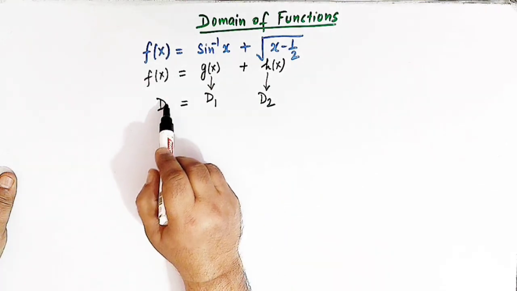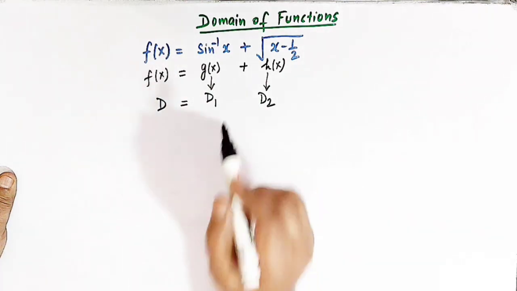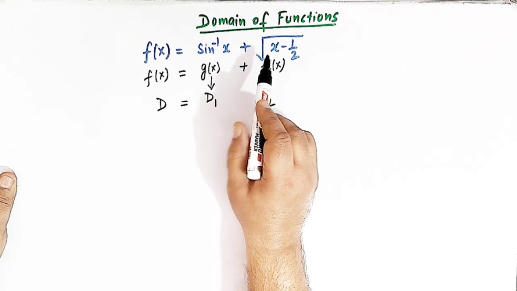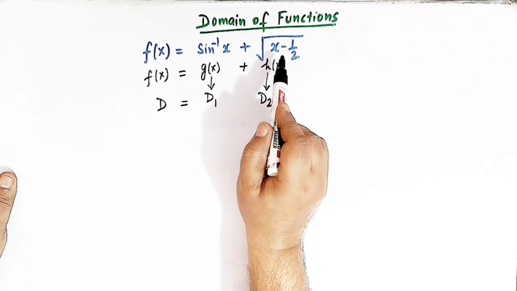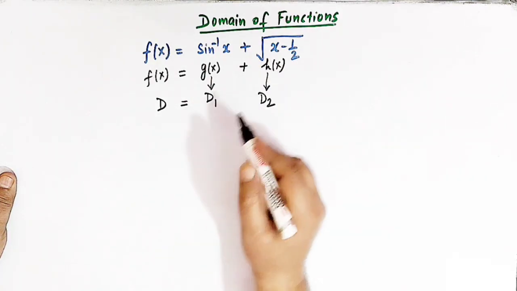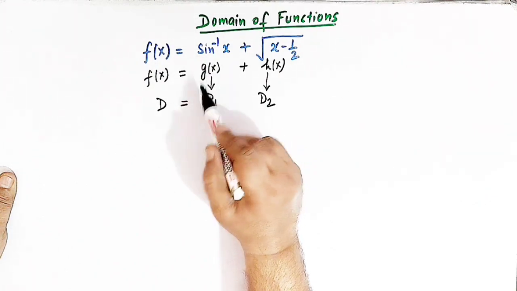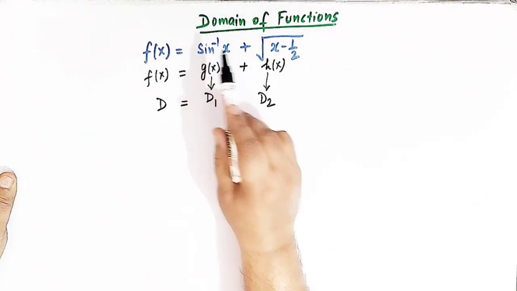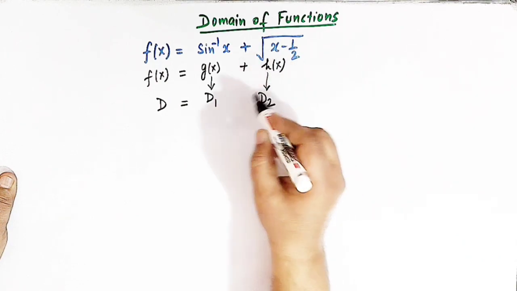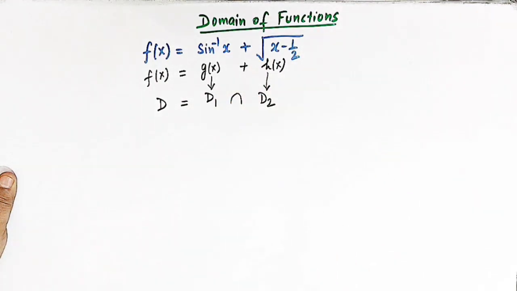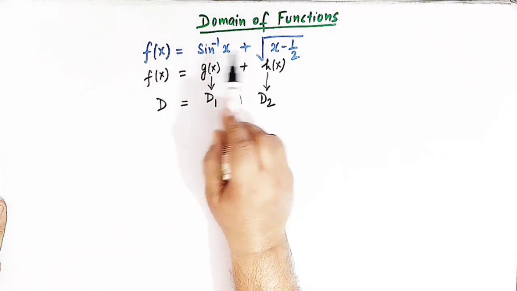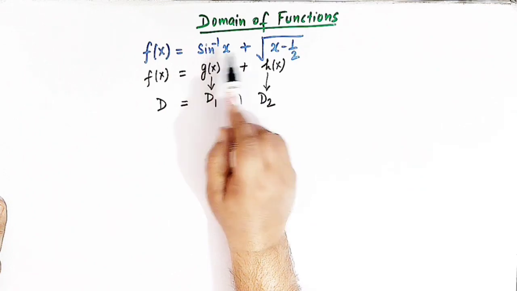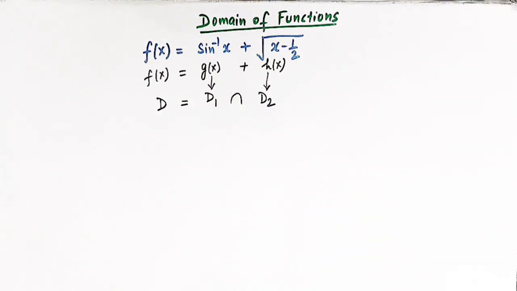So the domain of f of x is given by the common values of x, which satisfies sine inverse x and square root of x minus half simultaneously, right? First we'll find out the domain of this function, then we find out the domain of this function, and then we'll take the intersection of these two domains, right? So this is the concept behind finding out the domain of a function, which is expressed as a sum of two or more functions.